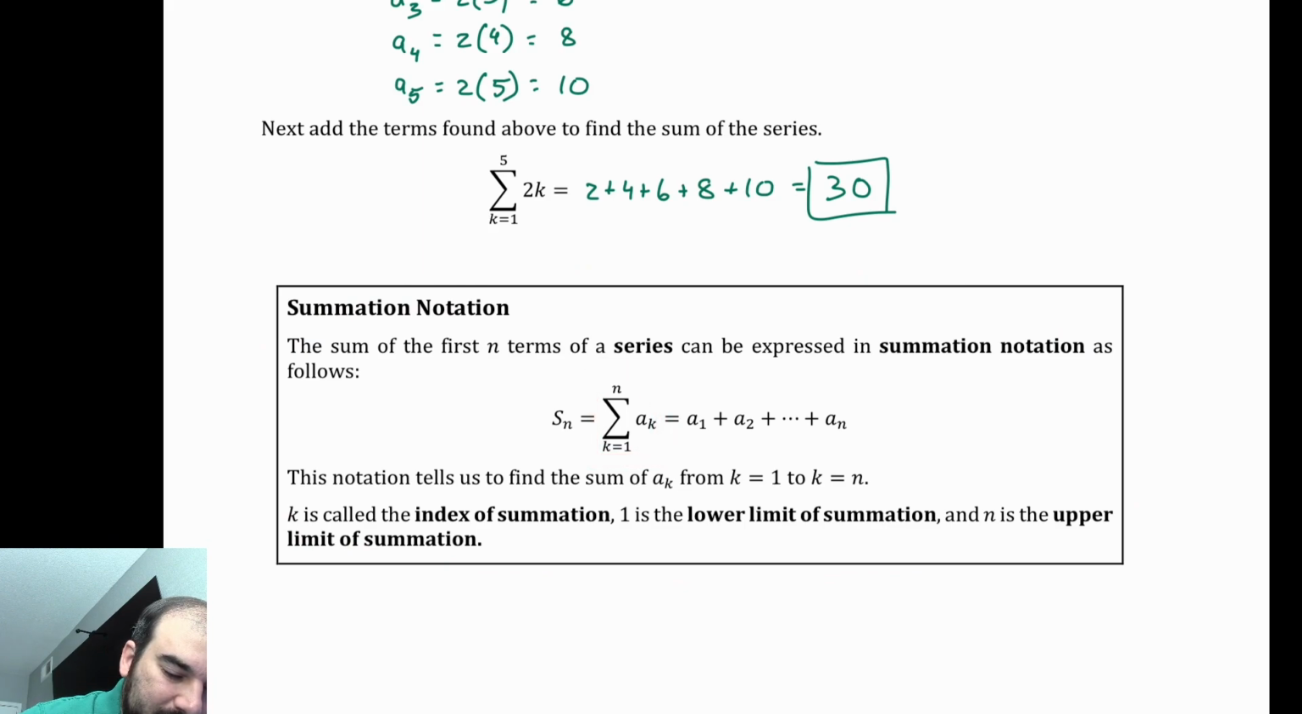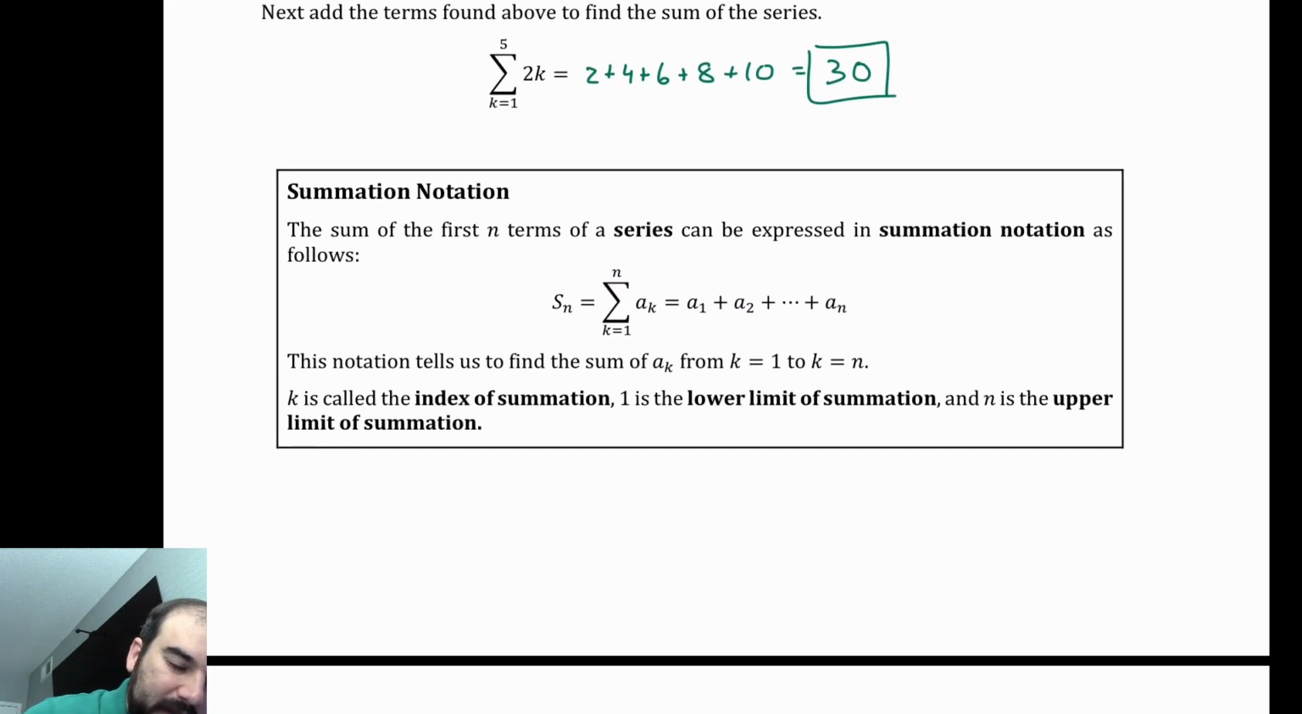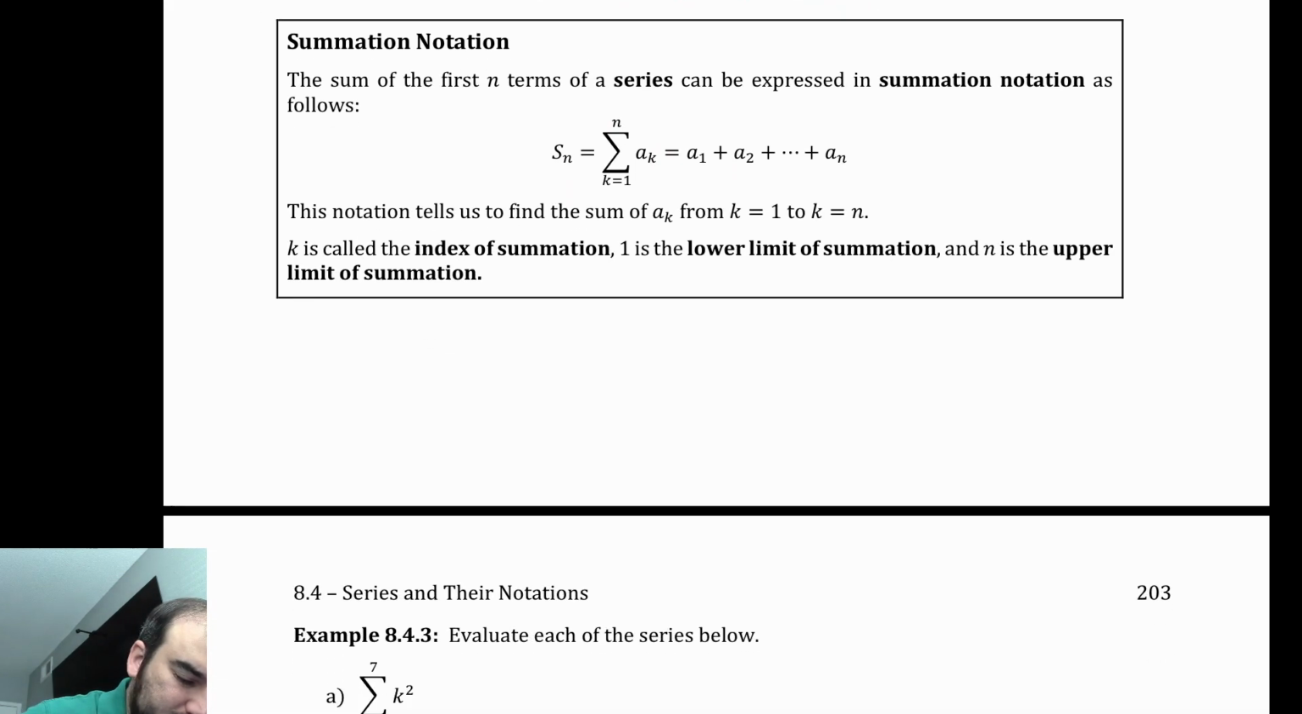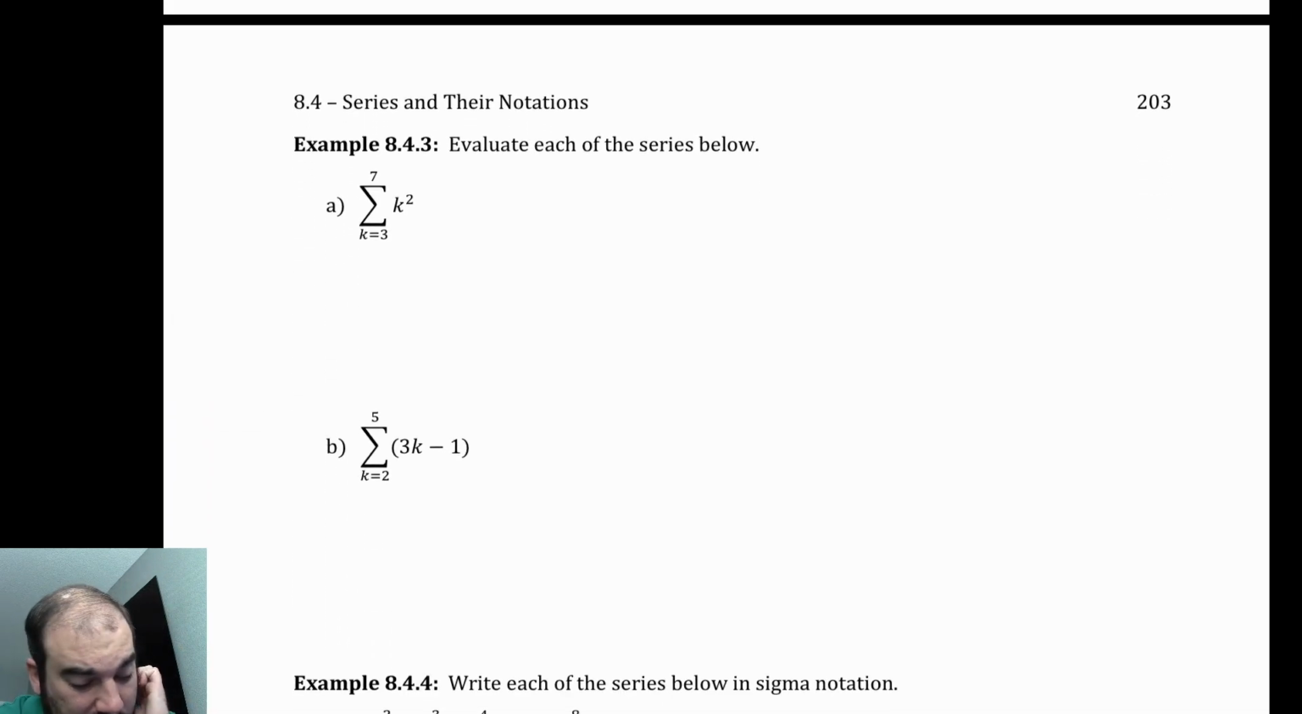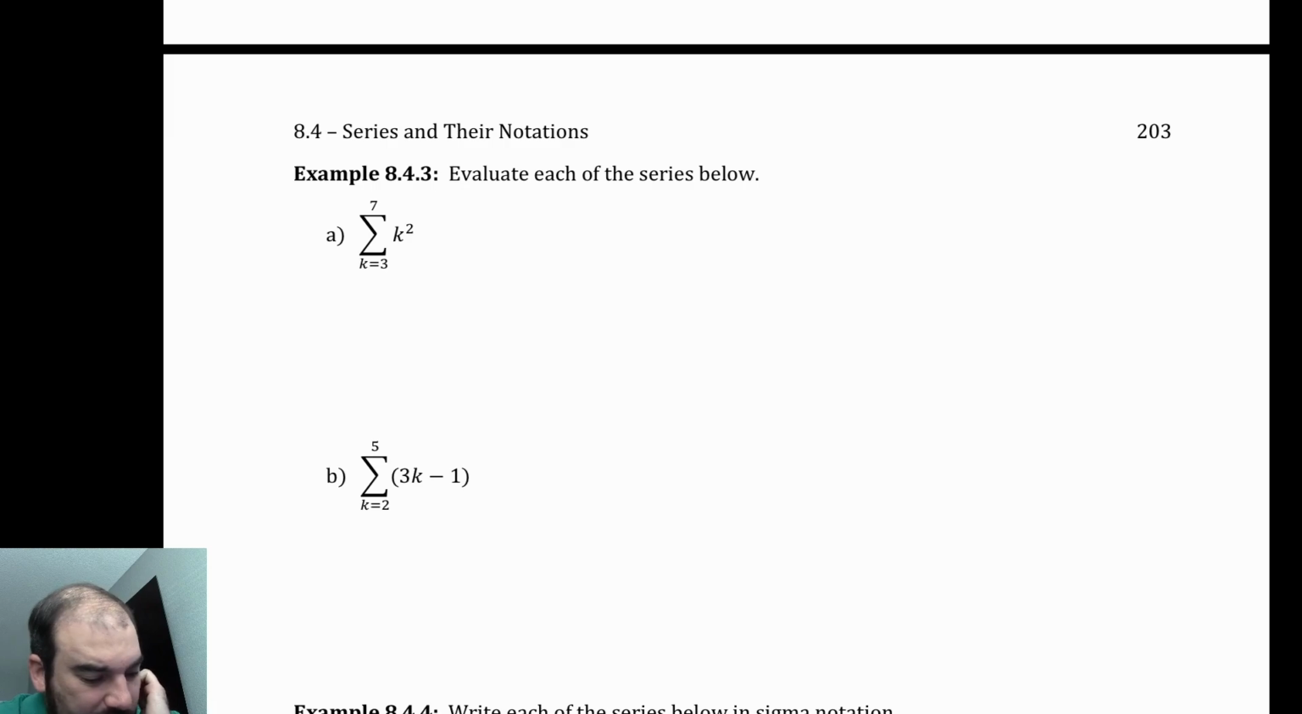You have your explicit formula in here, so you plug in 1, which means we're going to find a sub 1, a sub 2, all the way up to the upper limit, right? And then we're going to end up by just adding these together. Now that we know how this summation notation works, we should be able to take a series written out as a sum of its terms in expanded form and condense it into summation notation form. So let's do a couple of these problems here.